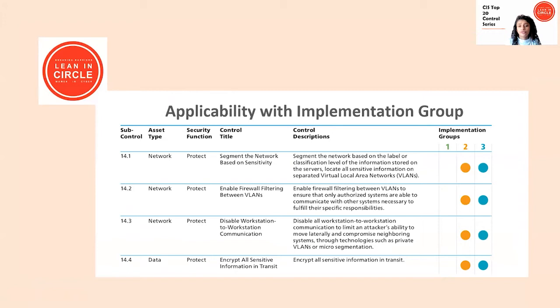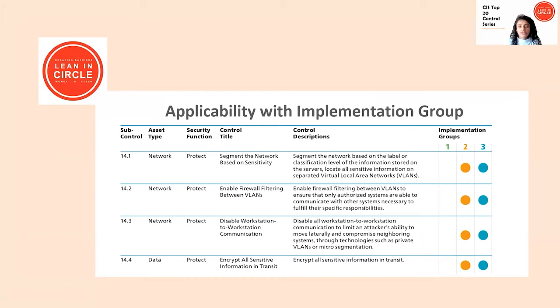So according to version 7, first is segment the network based on sensitivity, right? So it's talking about protect related. Why? Because segment the network based on label or the classification level of information stored on the server. Locate all the sensitive information on separate VLAN. So if you have sensitive information, it should be located on separate VLAN, right? So this is that, and this is applicable to group 2, group 3, right?